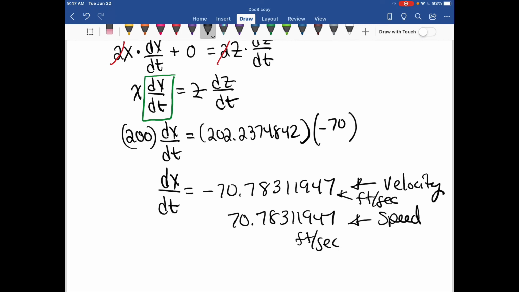Just remember, depending on what the question is asking for, with the velocity, you would answer it with a negative. For speed, you would answer it without the negative.